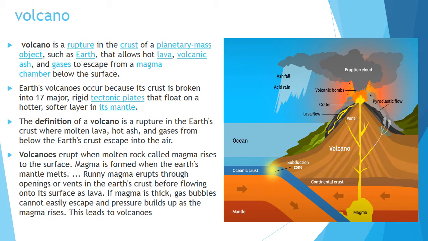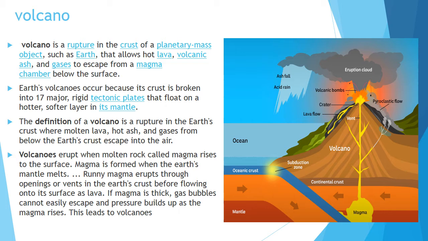Volcanoes erupt when molten rock called magma rises to the surface. Magma is formed when the Earth's mantle melts. So whenever magma comes out, it cools down and then we say that it is lava. This magma is generated inside the mantle when the mantle gets melted because of high heat. Runny magma erupts through openings or vents in the Earth's crust before flowing onto the surface as lava.